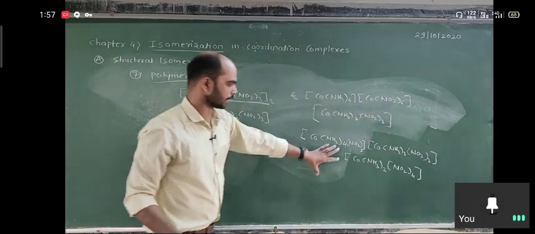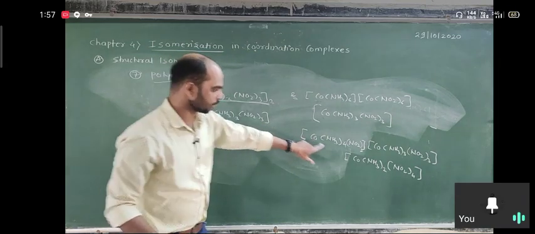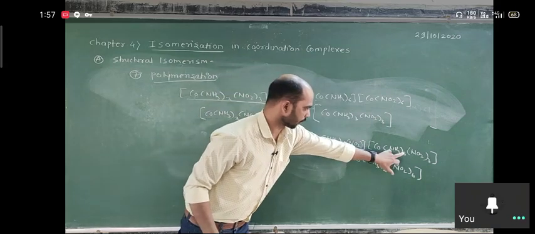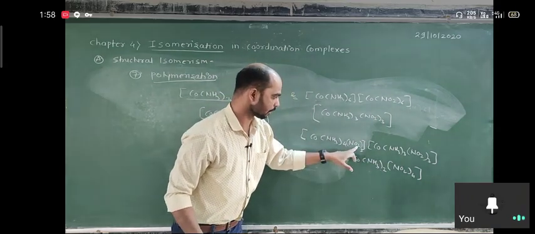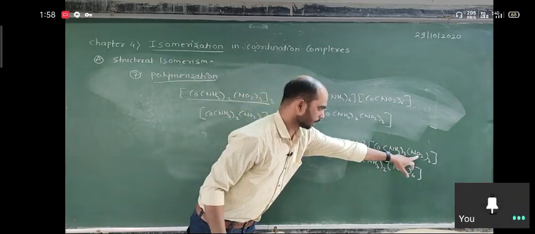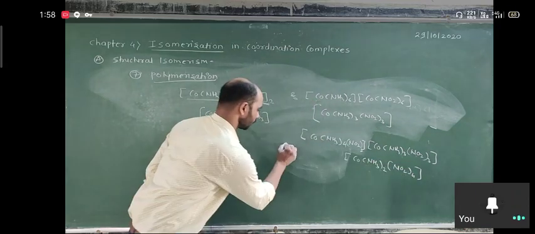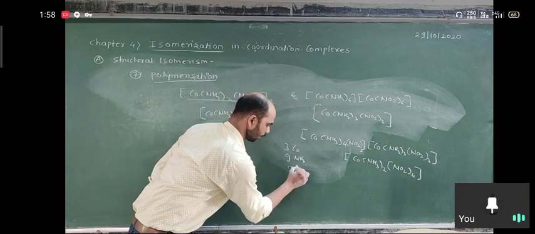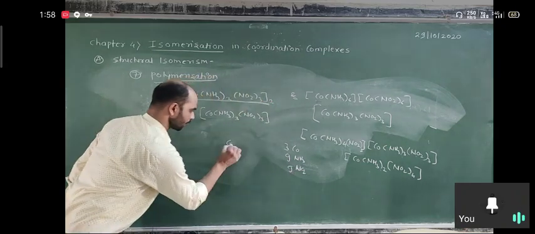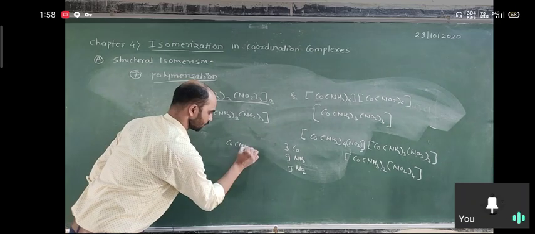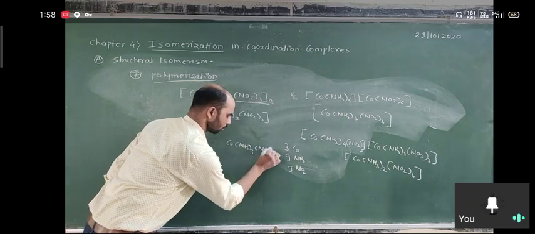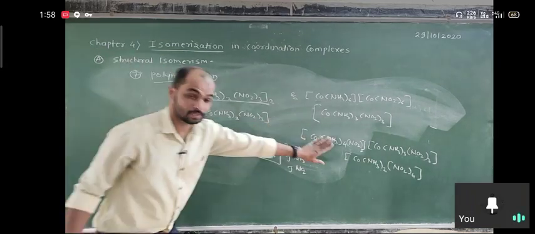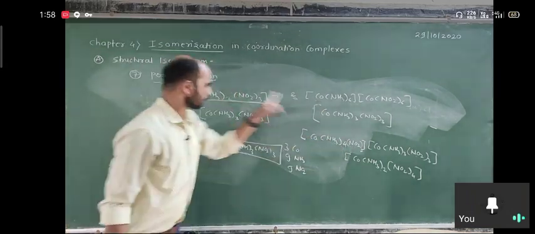If you see this 3, what is the meaning of that? How many cobalt? 3 cobalt. How many NH3? 4, 5, 6, 7, 8, 9 NH3. How many NO2? 9 NO2. So 3 cobalt, 9 NH3, 9 NO2. That means each cobalt contains 3 NH3 and 3 NO2, again giving the same empirical formula. Again, this one is also a polymerization isomer of this one.